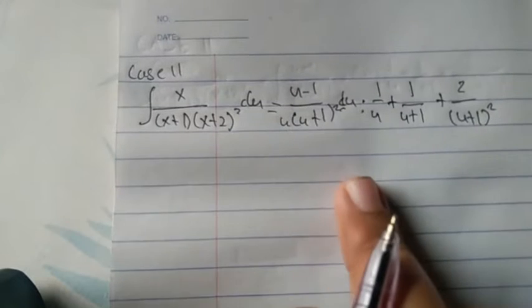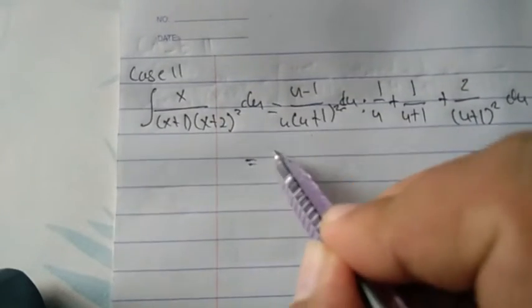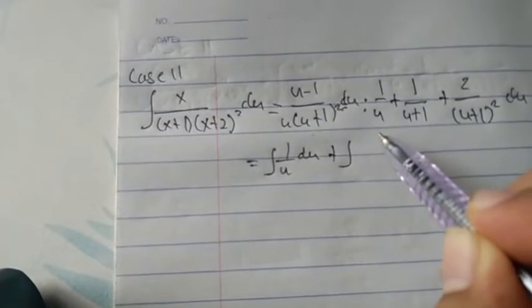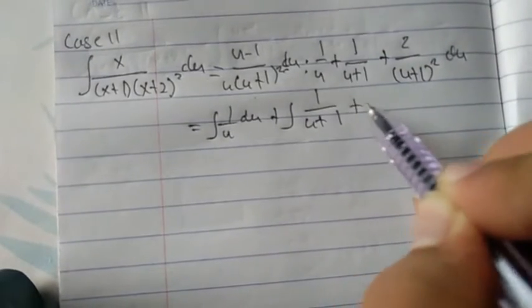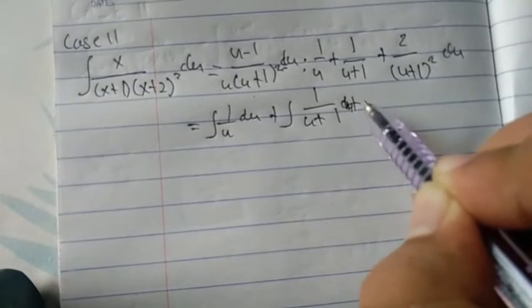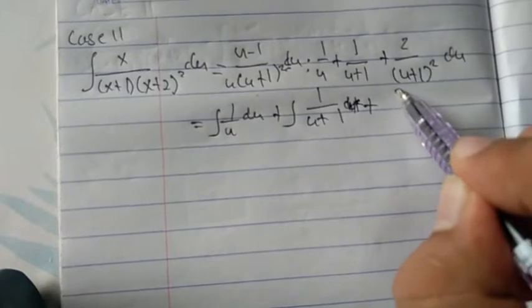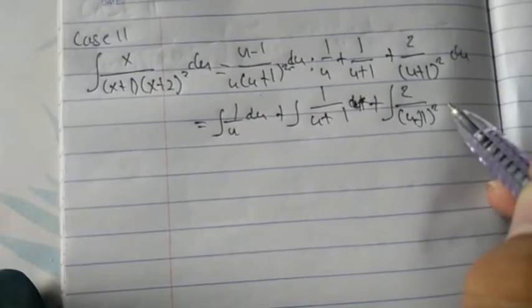Then after this we apply some rule right here. What to do is integrate all of this. So this will be the integral of 1 over u plus 1 du, plus 2 times the integral of 1 over u plus 1 squared du.